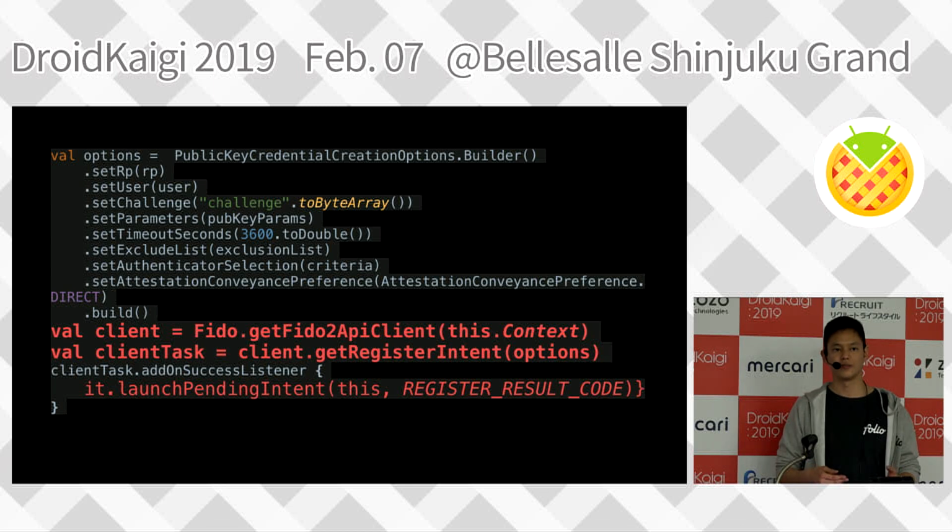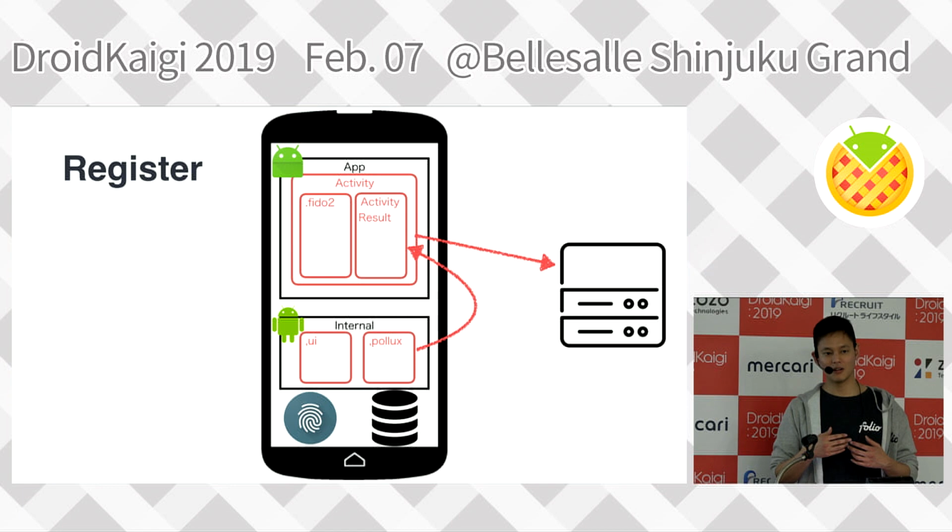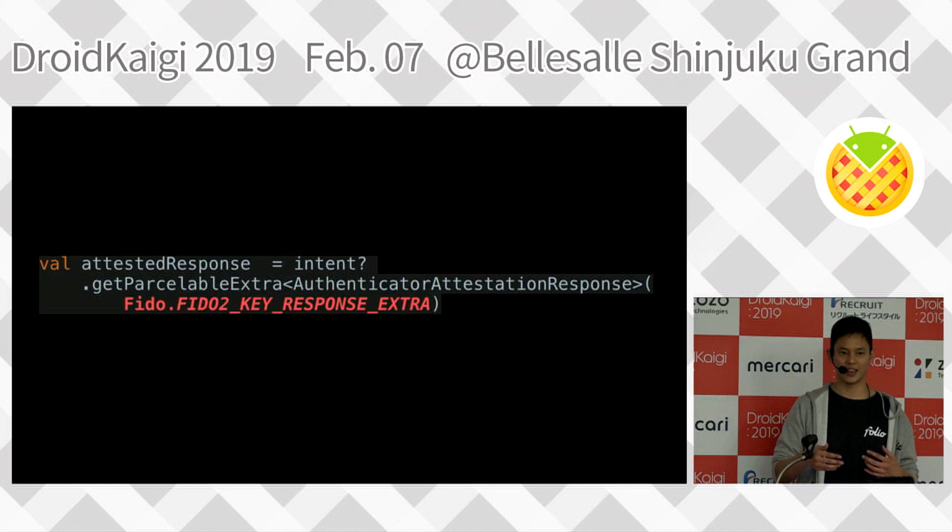So after this, the internal activity is generated, then the UI is displayed by the system, and when the user attaches the biometric sensor, registration, generation, and storing of that key is all done behind the scenes. And when everything is done, the internal system returns the result. It's done in onActivityResult. So when you receive the intent in onActivityResult, you just need to specify this key, fido.fido2 key response extra, to retrieve the data.